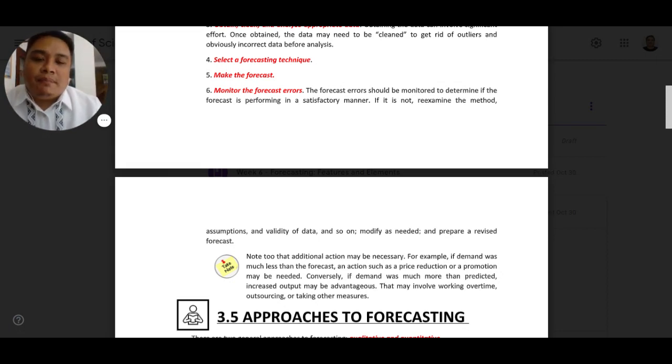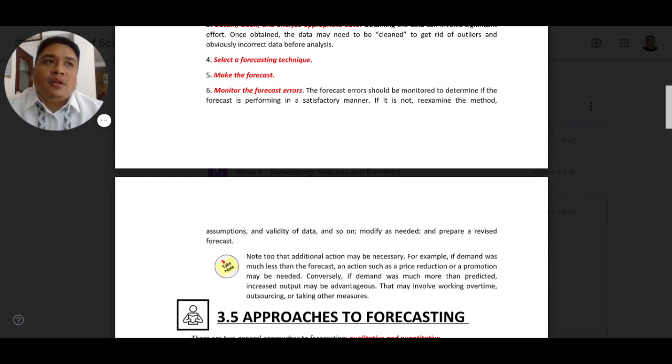Okay, the gap. The forecast error is the gap between the actual output and your own prediction. That's what we call the basis of forecast error. So, dinedetermine natin. That's how we are able to summarize yung tinatawag nating forecast errors. What are those activities or items that can be considered as errors.